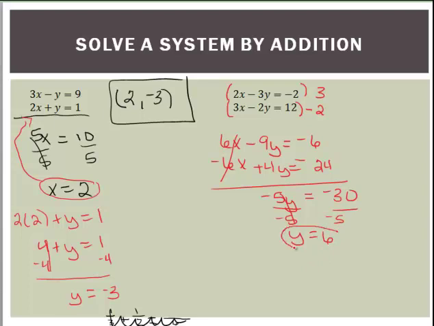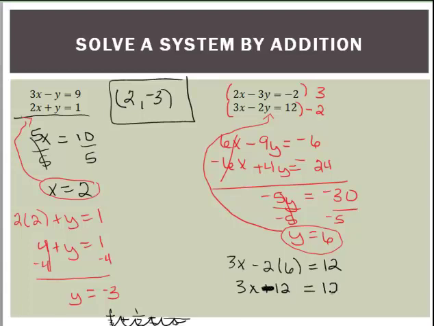Now we know y. We take it and plug it back in, in place of a y. You can put it in the second equation or the first equation, it doesn't matter. So let's go in the second one. 3x minus 2 times 6 equals 12. So 3x minus 12 equals 12. Add 12 to both sides, so you get 3x is equal to 24. And if you divide by 3, you get x is equal to 8. So your solution is going to be 8, 6.